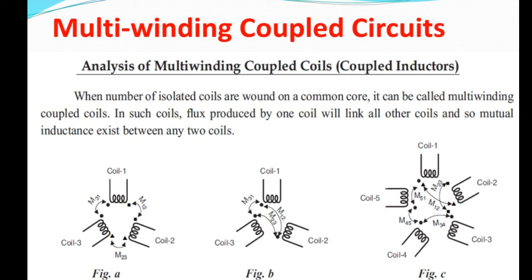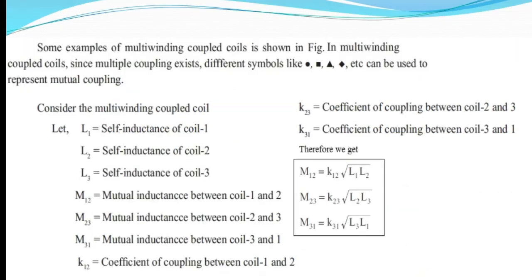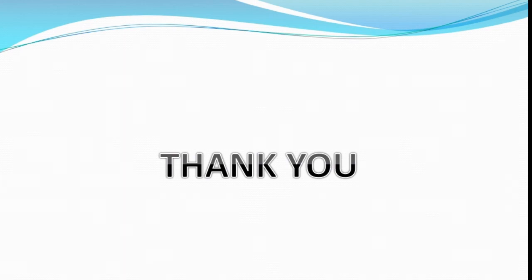So we can say M12 is equal to K12 root of L1 L2, M23 is equal to K23 root of L2 L3, and M31 is equal to K31 root of L3 L1. This is how we need to understand how the coupled coils have been linked, and we have seen the coefficient of coupling and multi-winding coupled coils. Thank you.